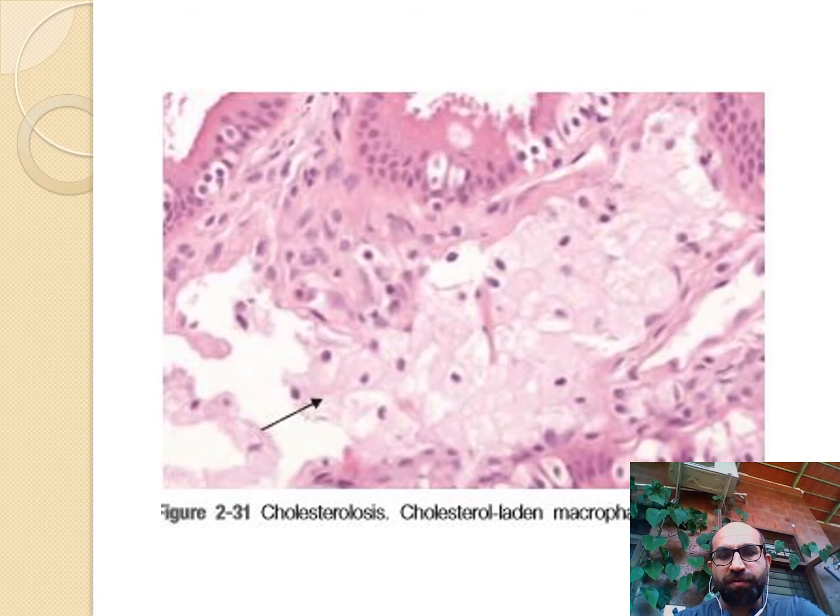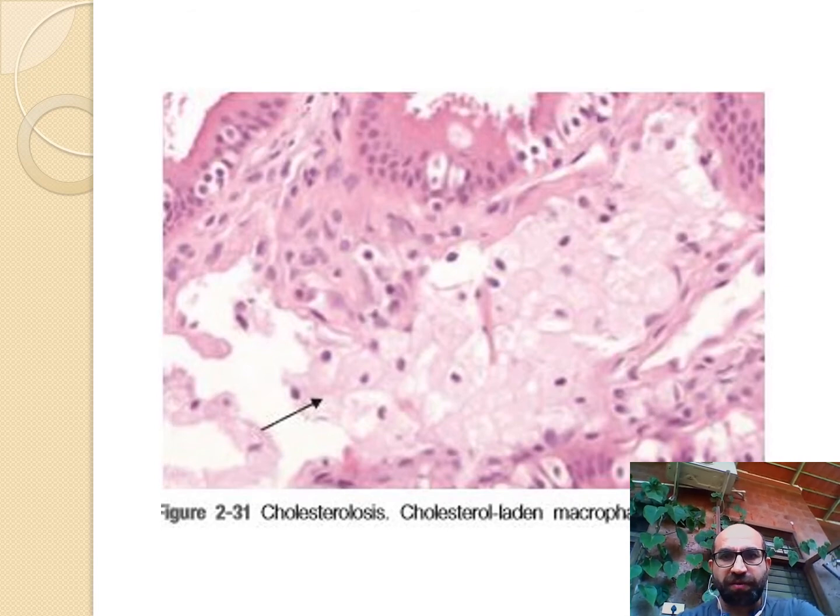This is one example of cholesterolosis. So what is cholesterolosis? Accumulation of fat in the gallbladder mucosa. You can see these foamy cells, which are nothing but macrophages engulfing the fat.